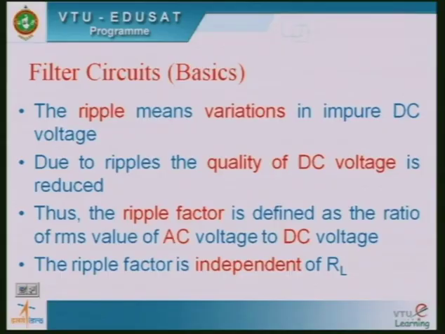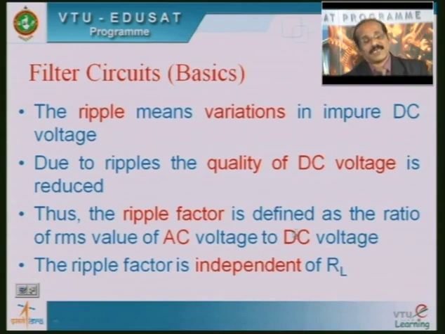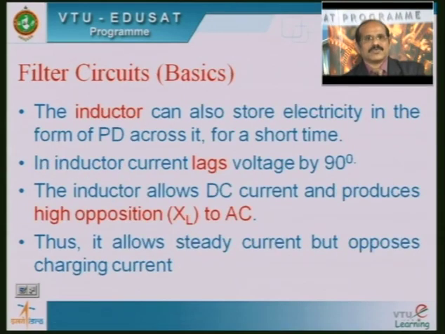So therefore the ripple factor is defined as the ratio of the RMS value of the AC voltage to the DC voltage. You can also note that the ripple factor is very much independent of the RL value. That means even when there is a variation in RL, it will not have much effect on the ripple factor.